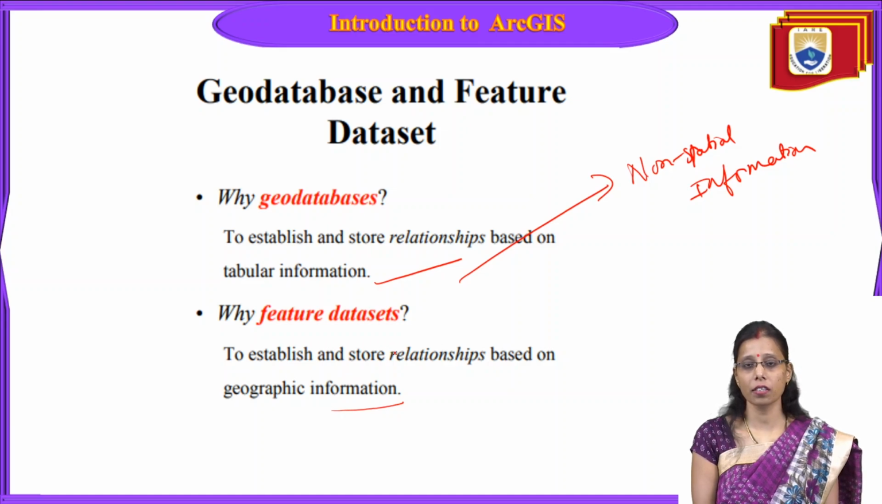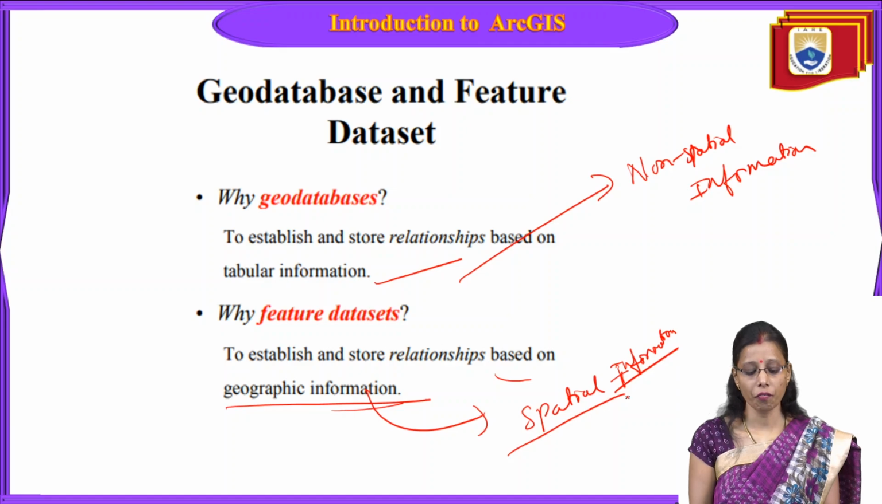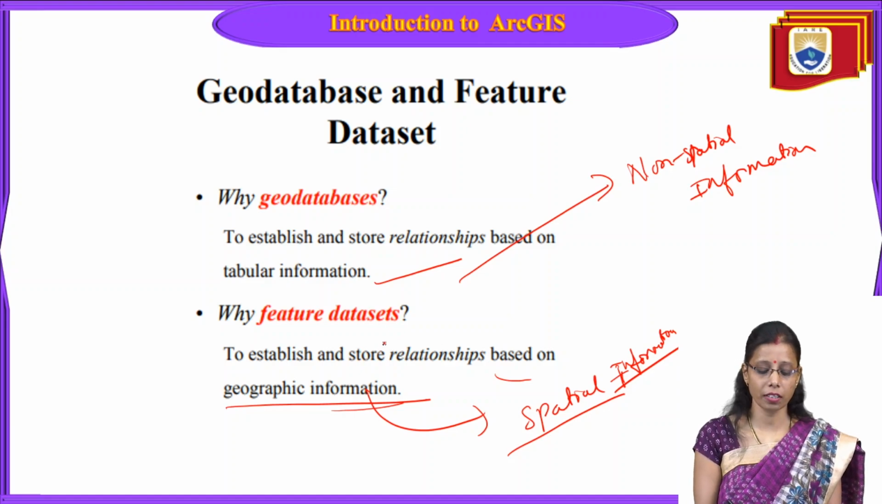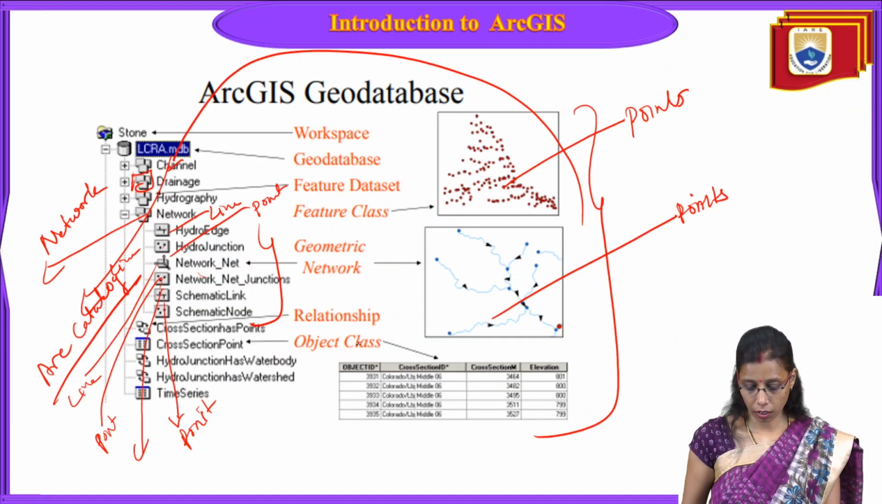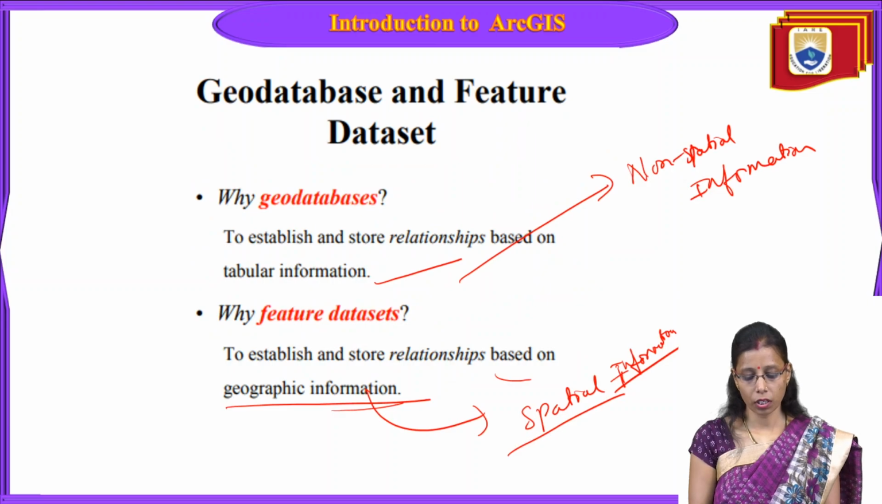And feature dataset is to establish and store relationships based on the geographic information. Geographic information is about the spatial information, which is stored in the feature datasets. Feature dataset is about the shapes or the shapefiles, and geodatabase is about storing the information. The relationship based on the tabular information is stored in the geodatabase.